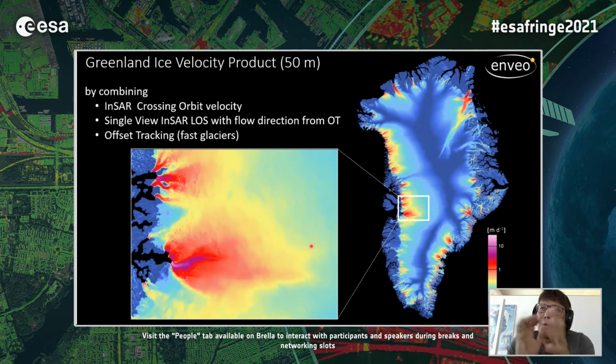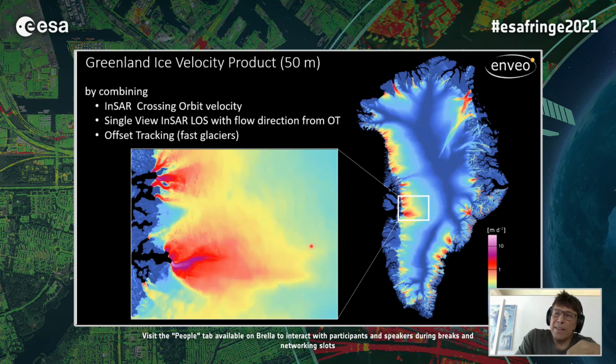Okay, thank you. So we can combine the Greenland ice velocity products derived from the different techniques just presented. So InSAR crossing orbit velocity would have the highest priority, complemented by the single view InSAR line of sight velocity from offset tracking. And for the very fast glaciers where InSAR is generally decorrelating, we are using the offset tracking velocity results. And this is combined together using a least squares approach.